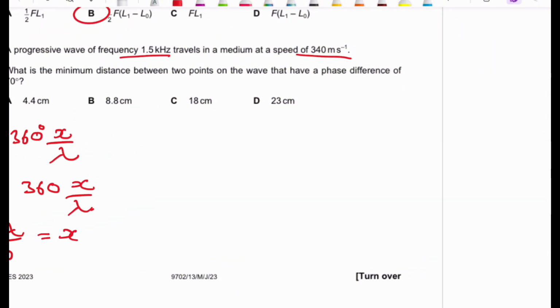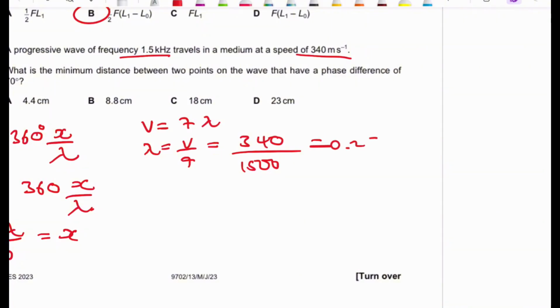But how do you find the value of lambda? We know that v is f lambda. So lambda will actually be v over f, right? So your value of v is 340. Your value of f is 1.5 kilohertz, basically 1,500, right? So that's going to give you a value of lambda of approximately 0.226 meters, right? That is your value of lambda.